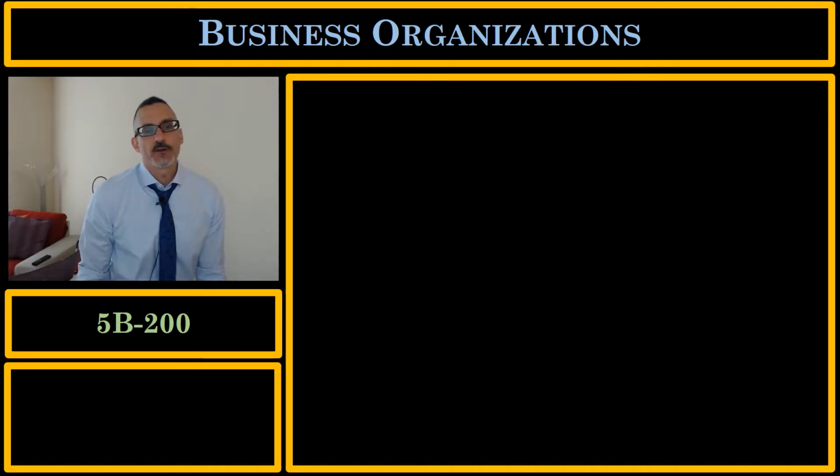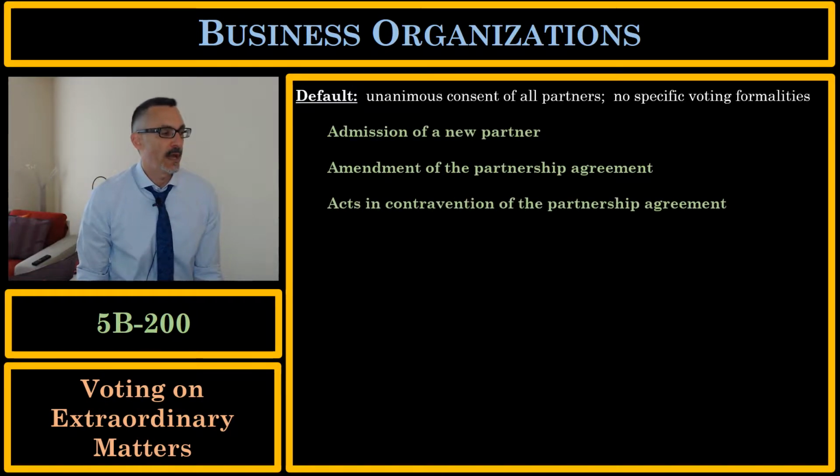Let's talk about partnership voting on extraordinary matters. Remember, the default is that we require unanimous consent of all the partners to approve an extraordinary matter. There are no specific voting formalities or voting mechanisms that we must use unless our partnership requires otherwise. The typical matters which are considered extraordinary are admission of a new partner. This is very important to the partnership. If we want to admit a new partner, we need consent of all the partners. This should make sense to you.